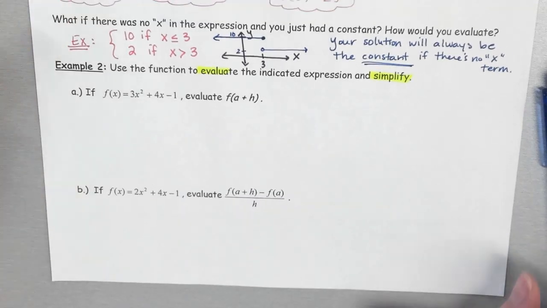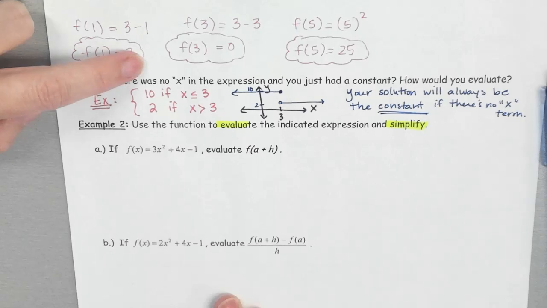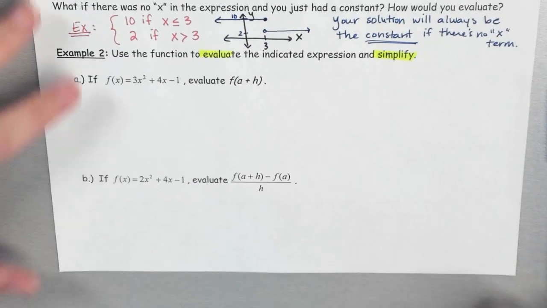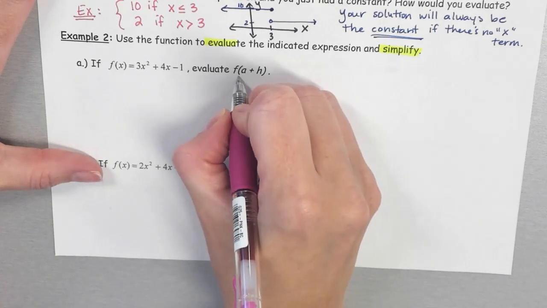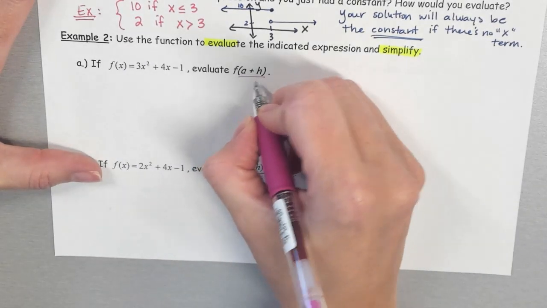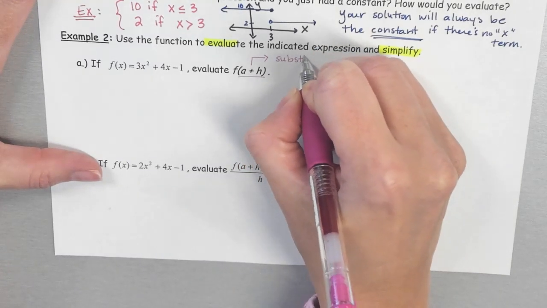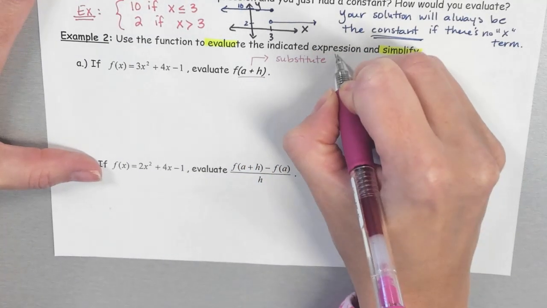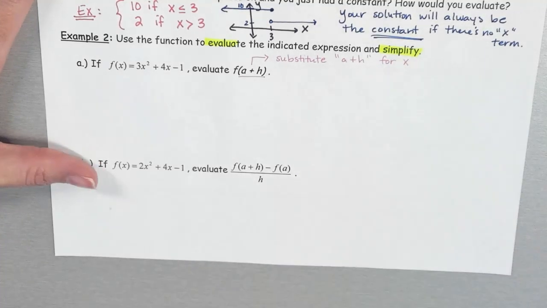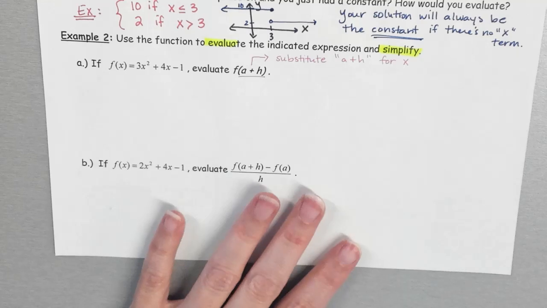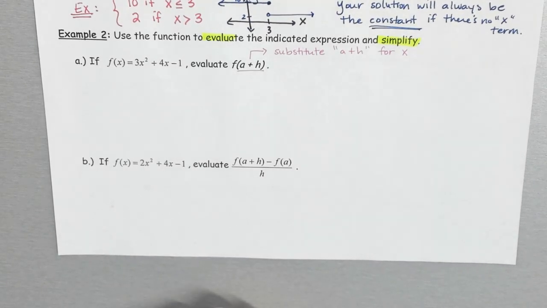So just like we did above, when you had f of 1, you plugged in 1. When you had f of 3, you plugged in 3. So if you're evaluating f of a plus h, that means you are going to substitute a plus h for x. Okay, so we're going to be substituting an expression.